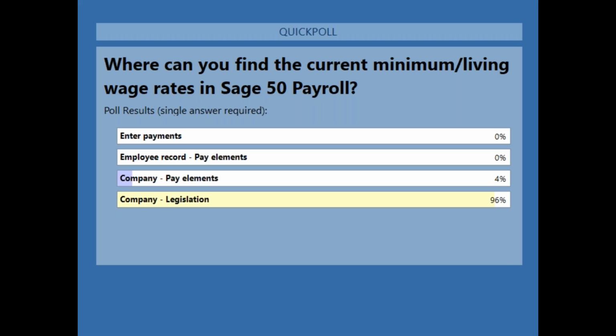Very well done, 96% of you got that right. You can find all of the minimum wage rates within Company and then Legislation. It's found on the Minimum Wage tab. So Company Pay Elements is where you can set default rates. So you may have entered a minimum wage rate there, but to check them all for all of the age bands, it's Company and Legislation.